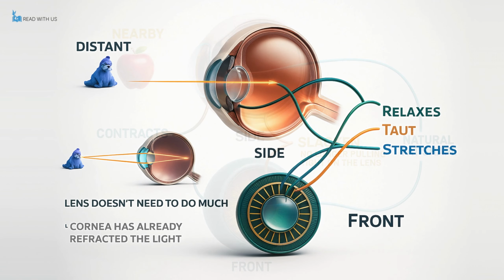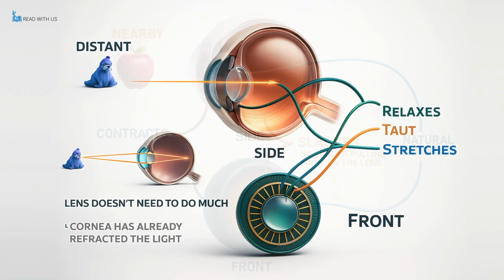On the other hand, when viewing a distant object, the required refraction is much less, since the cornea already does most of the bending. In this situation, the lens needs to be flatter and less curved. This is achieved by the ciliary muscle relaxing and moving outward away from the lens, which pulls the suspensory ligaments tight. This tension flattens the lens, reducing its refractive power.